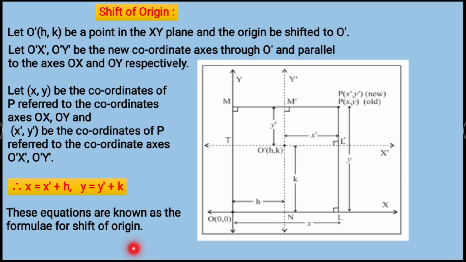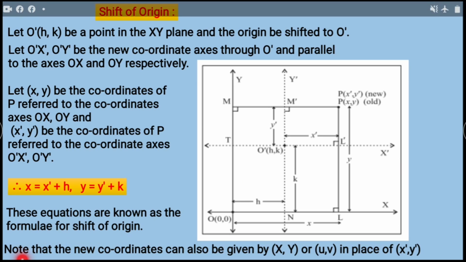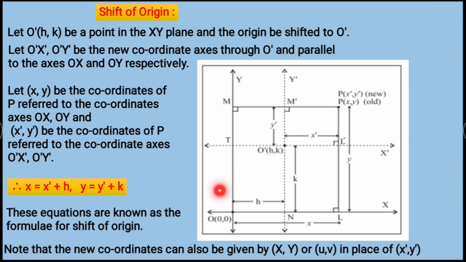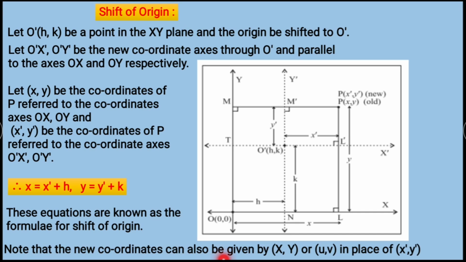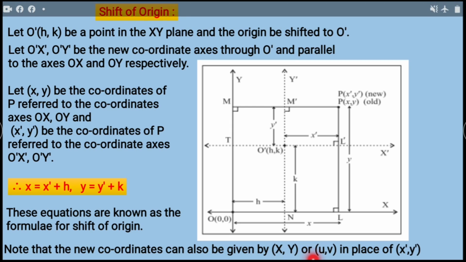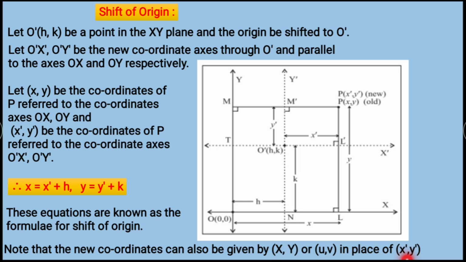So for calculating the problem, we have to remember this formula to calculate the new coordinate or old coordinate, or for finding the coordinate of the origin after shifting the origin. So we have to use this x dash, y dash as capital X, Y or U, V or x dash, y dash. So we write here in a note that the new coordinate can also be given by capital X, Y or small u, v in place of x dash, y dash.